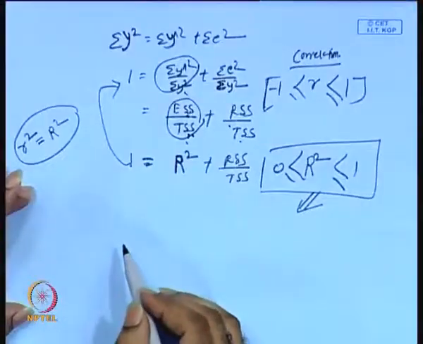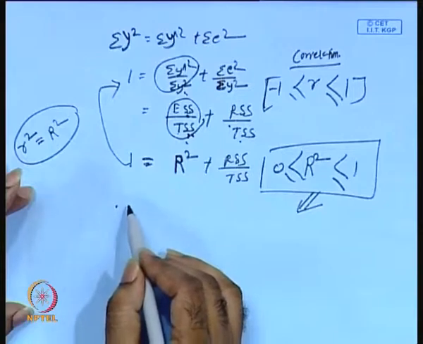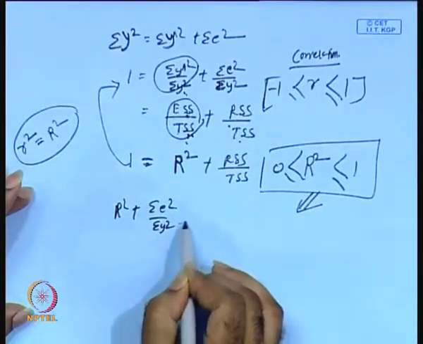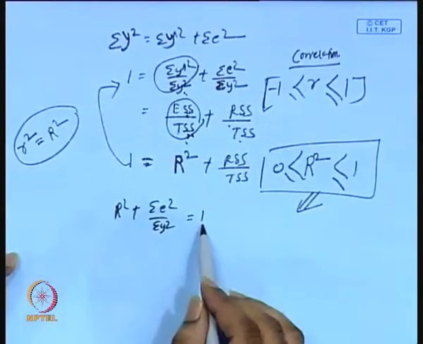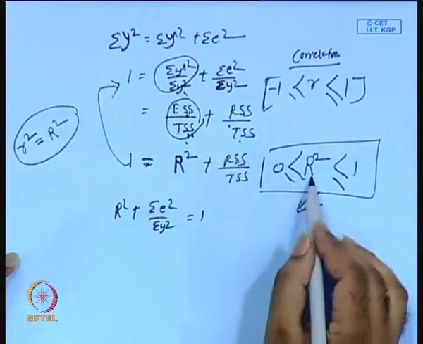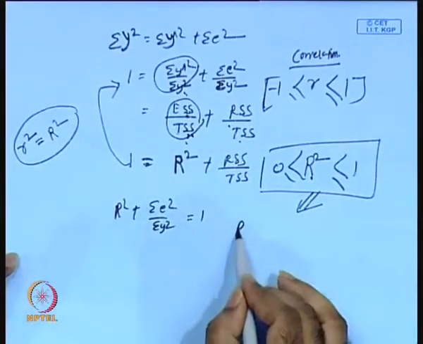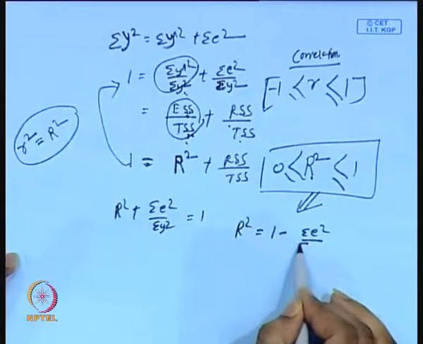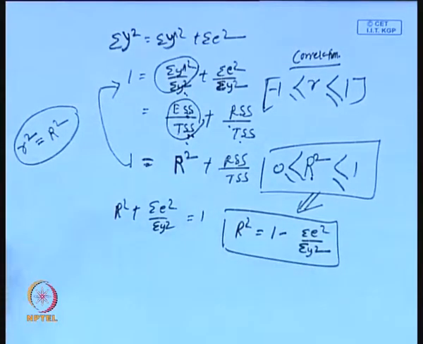Now, the entire component is R square plus summation e square by summation y square, which is exactly equal to 1. Okay. This is how we have observed it. Since this is our target, we will take R square equal to 1 minus summation e square by summation y square. This is what we have received from this simplification.